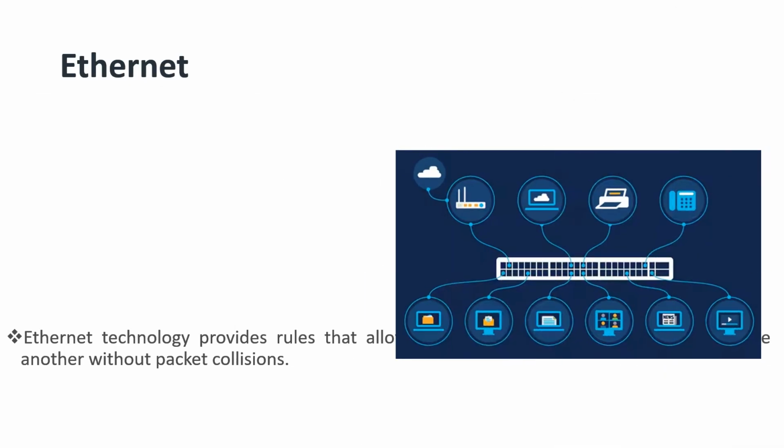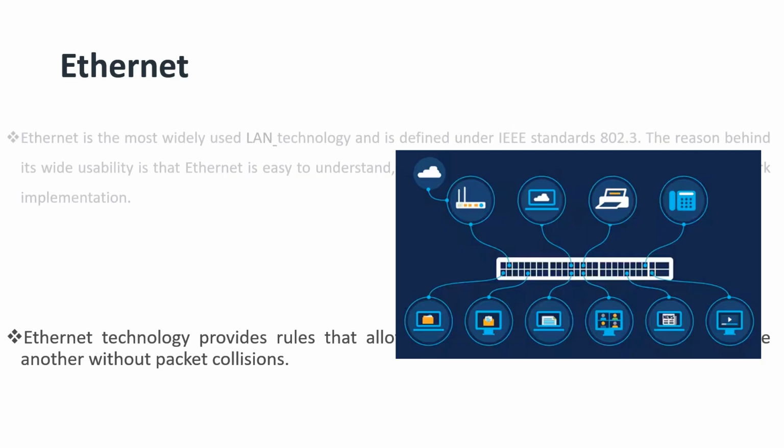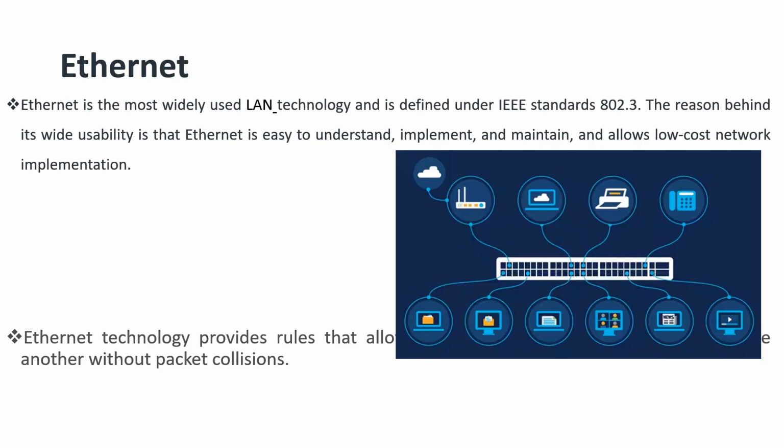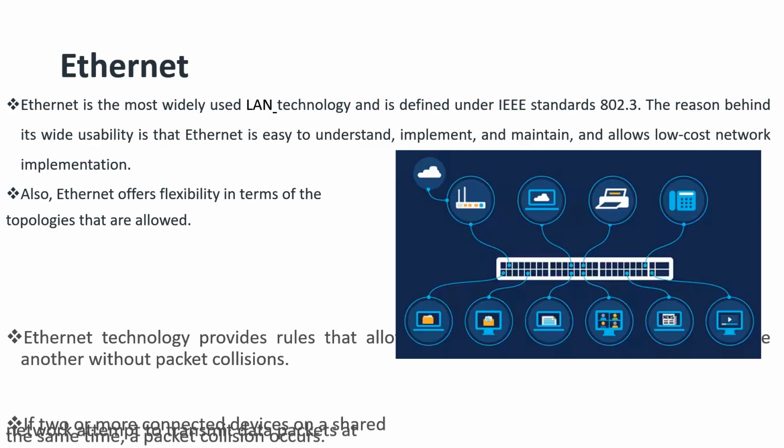Ethernet technology provides rules that allow devices to communicate with one another without packet collisions. Ethernet is the most widely used LAN technology and is defined under IEEE standard 802.3. The reason behind its wide usability is that Ethernet is easy to understand, implement and maintain, and allows low-cost network implementation. Also, Ethernet offers flexibility in terms of the topologies that are allowed.